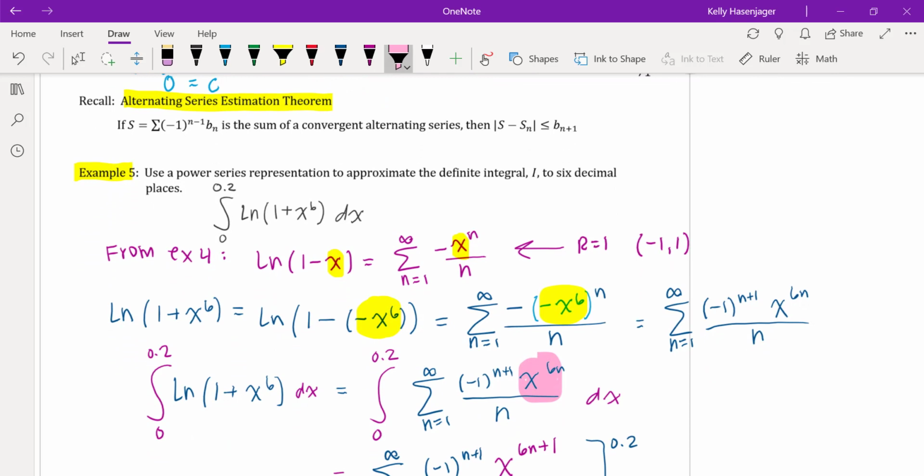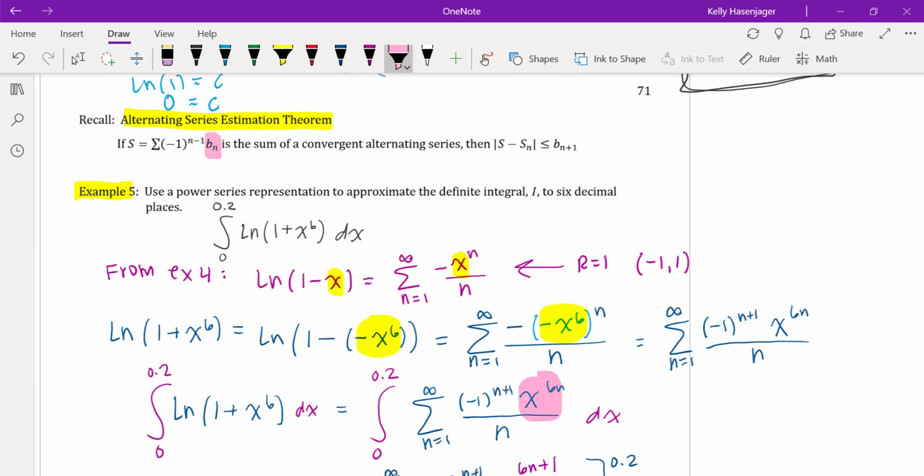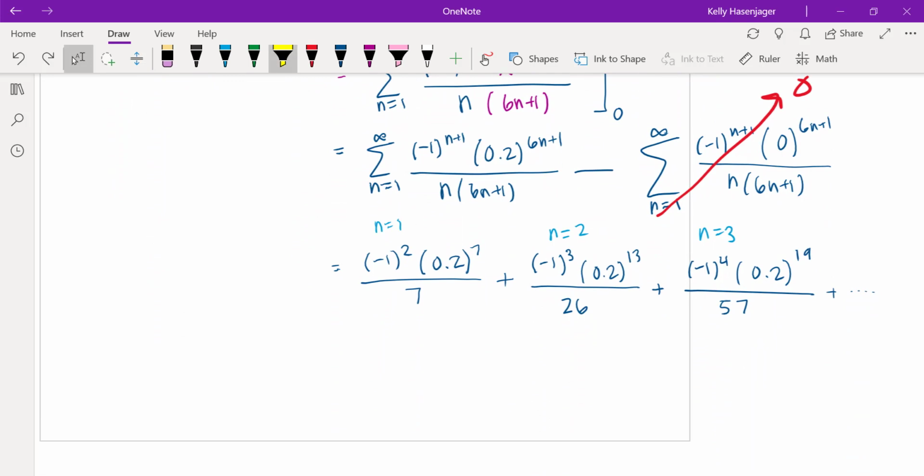So this estimation theorem says that the original sum compared to just the sum of the first n terms is the difference between those. So the error is less than the next b sub n term. Remember, b sub n is the positive part of the alternating series. So for each of these, let's scroll back down, nice and slow. For each of these, I'm going to evaluate the b sub n part, so just everything but that -1 power.